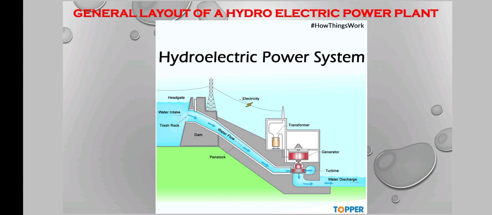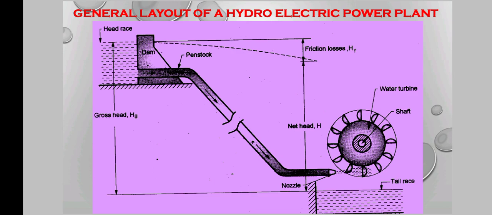Due to the rotation of the turbine, the generator is rotating, based upon the speed created by the turbine. Depending upon the rotation of the generator, power will be created in the generator, and the generated high power is stored in the transformer. From the transformer, the created electricity is transferred to the required usage and the remaining water is transferred to the water discharge. This is the two-dimensional diagram of a hydroelectric power plant.